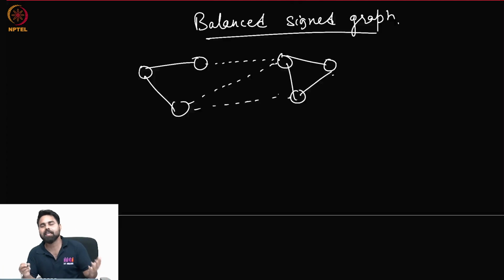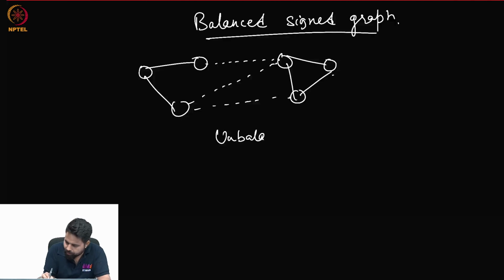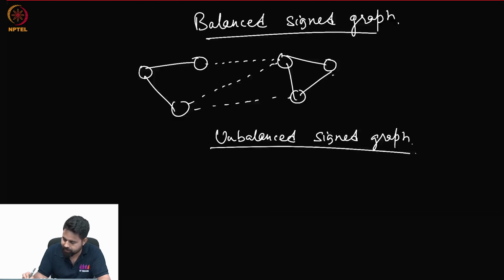So this graph, you see that every cycle in it has an even number of negative edges. So this is a balanced signed graph. Okay, so let me quickly draw one unbalanced signed graph.